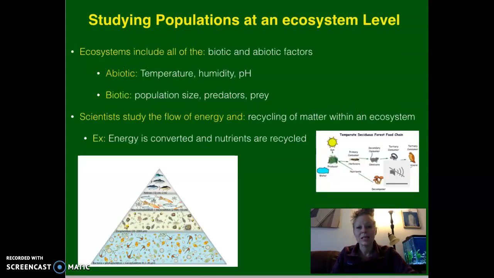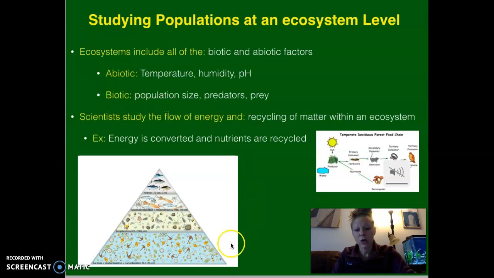Studying populations at an ecosystem level. This now is incorporating a community, but we're also incorporating abiotic factors, or non-living factors. So it's important to include things like temperature, humidity, pH. How does the number of trees in a forested area impact the amount of CO2 being taken in? That is an ecosystem-level question. We also look at the energy flow when we're studying ecosystems.